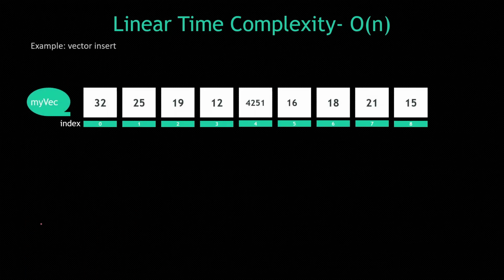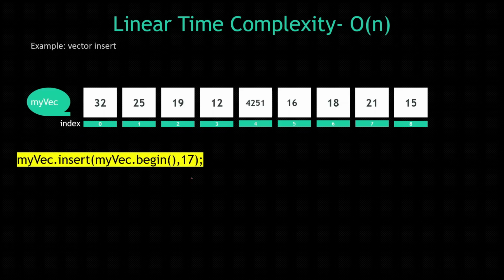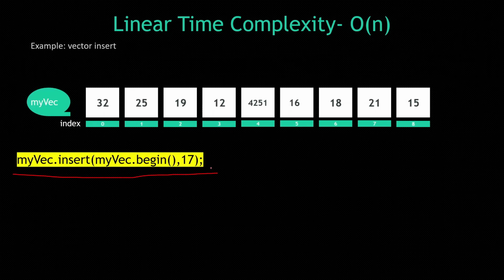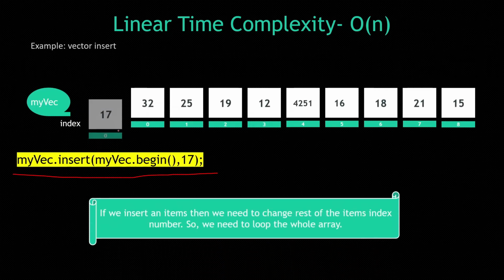Another example of linear time complexity O(n): vector insert. Here's a vector named myvec which has 9 items, index 0 to index 8. Suppose we want to insert the number 17 at the beginning of this vector. Here we will write myvec.insert(myvec.begin(), 17), and 17 will be inserted here with index 0.